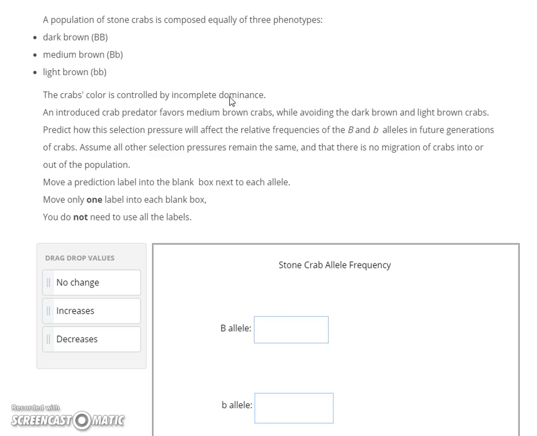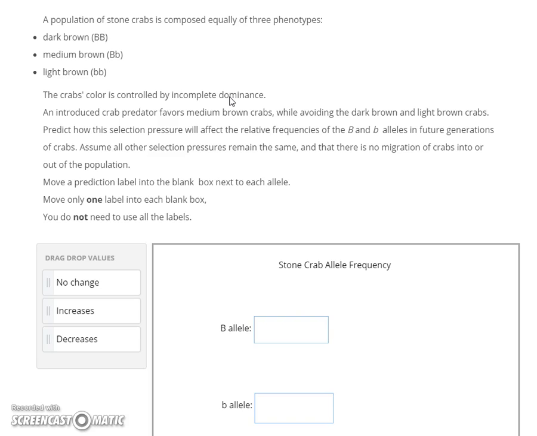These are stone crabs. An introduced predator favors the medium brown crabs. Maybe they stand out the most against the rocky background, but the medium ones seem to be the most grabbed by predators. So the question here is, how would this selection pressure affect the relative frequencies? That means how often we see the big B, the dominant, or it's not really dominant, but the big B allele, and how often we see the little b allele.